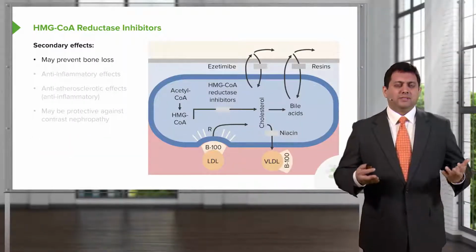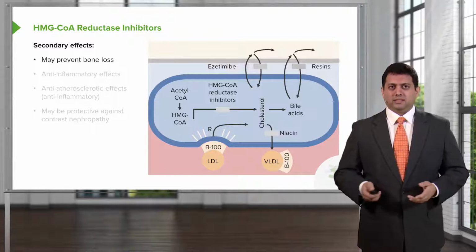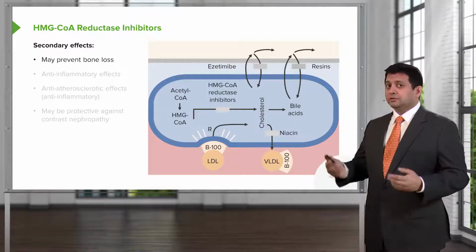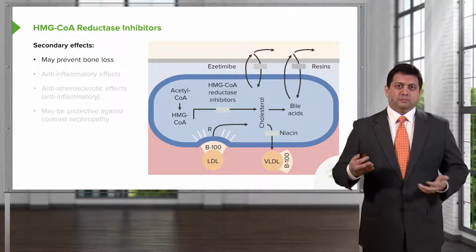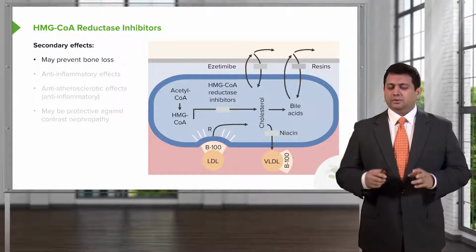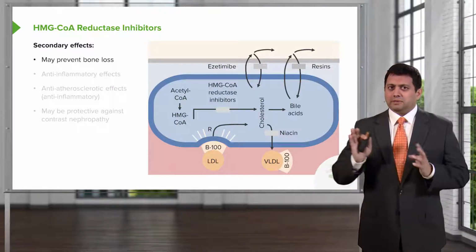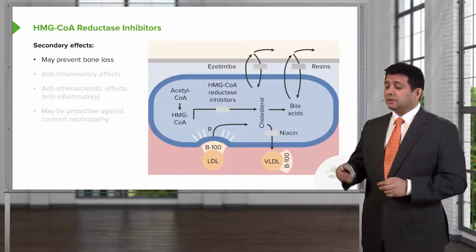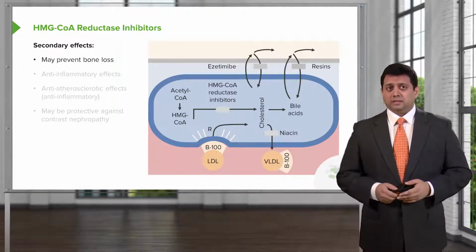Now, there's a couple of secondary beneficial effects of the statins. We call these pleiotropic effects. Pleo means multicolored. So there's some wonderful things that happen because of the statins. First of all, it actually may prevent bone loss, surprisingly.